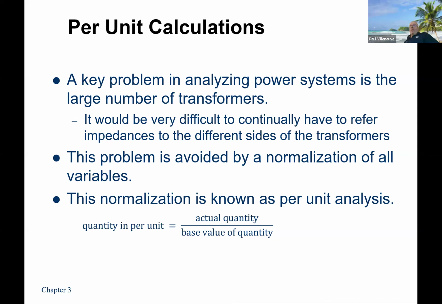We introduced transformers, and we always said they have a huge advantage of stepping voltages and currents up or down. And then we also saw that they reflected impedances up or down, not by the turns ratio, but by the square of the turns ratio.